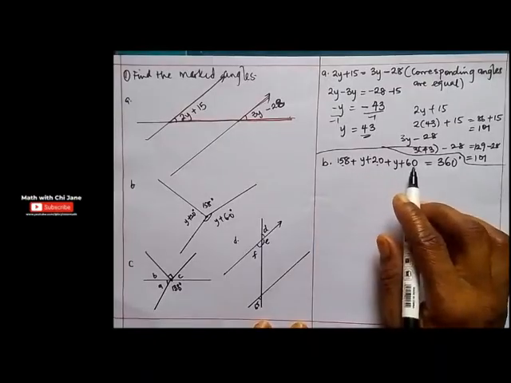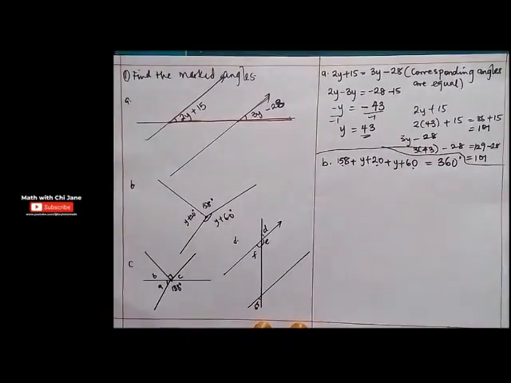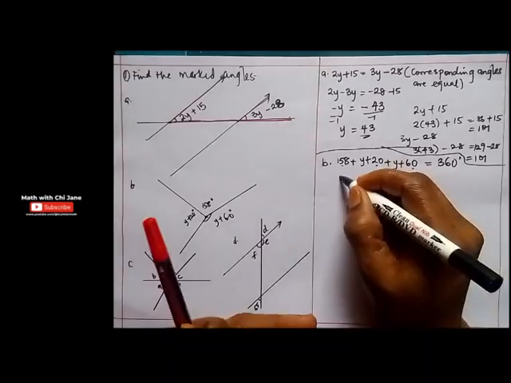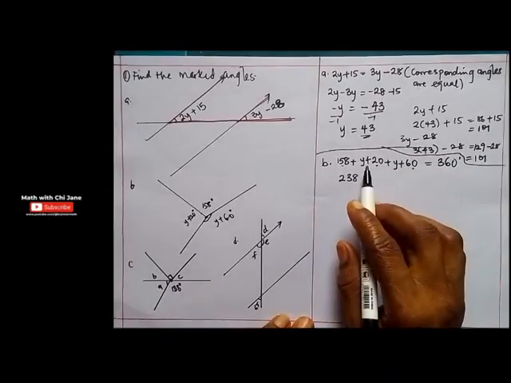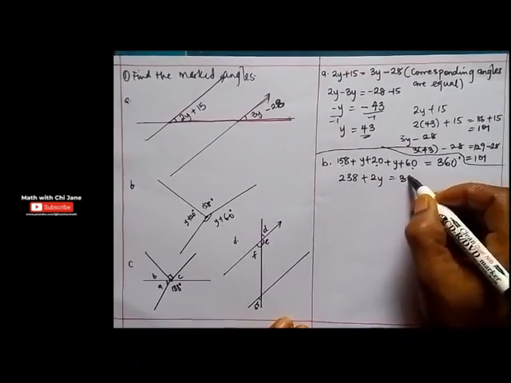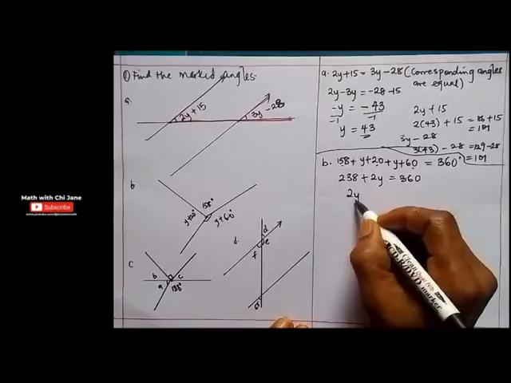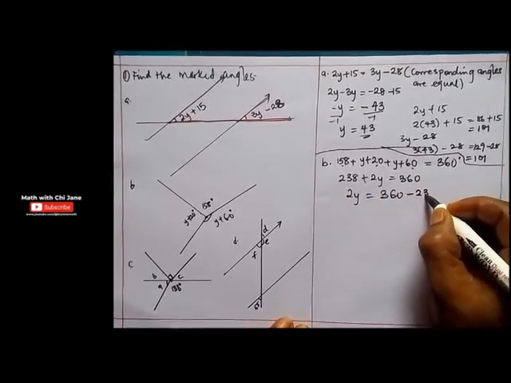So let's add 158 plus 20 plus 60. That will give us 20 plus 60, that's 80. Then 80 plus 158 will give us 238. We add up y plus y, that's 2y, is equal to 360. So we say 2y is equal to 360 minus 238.